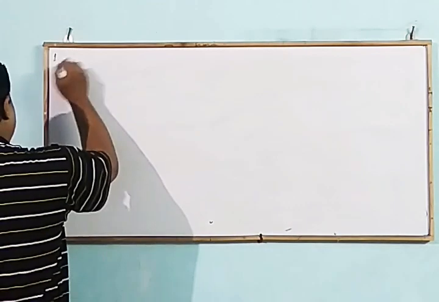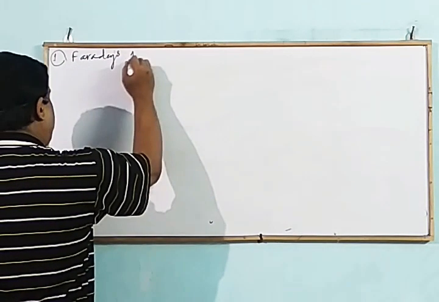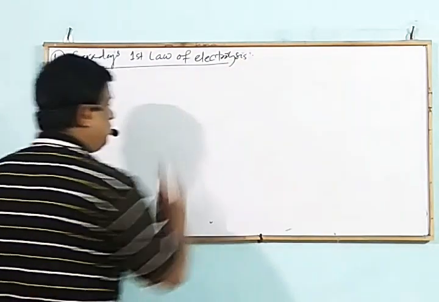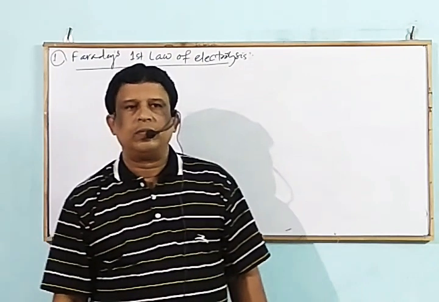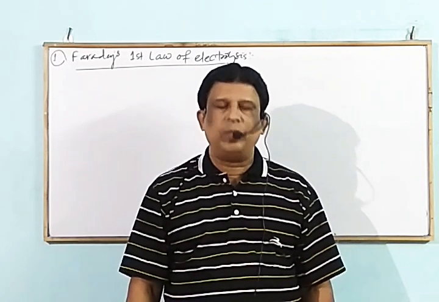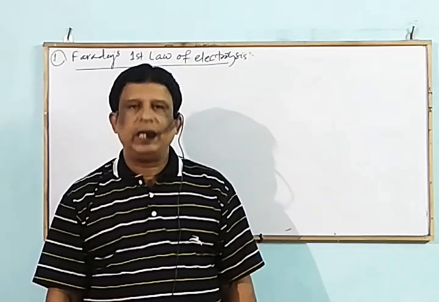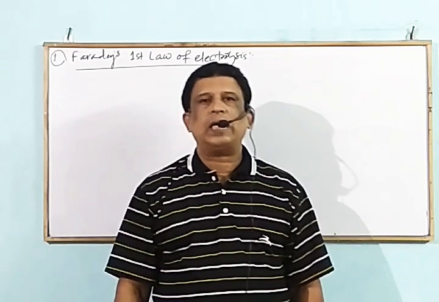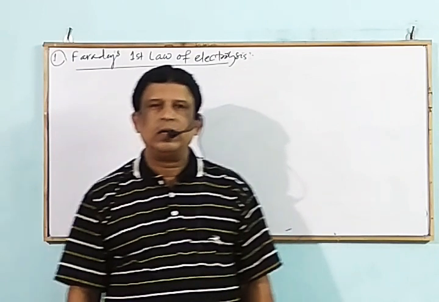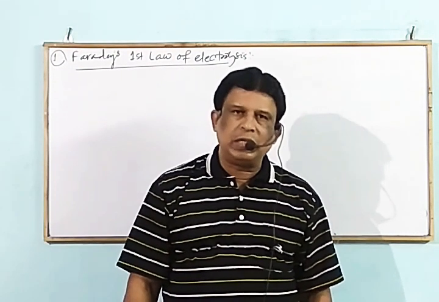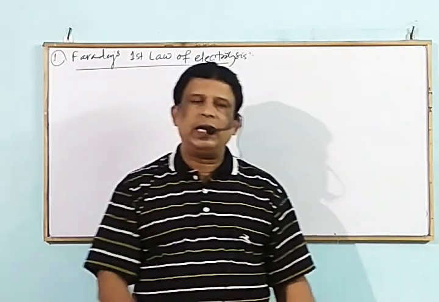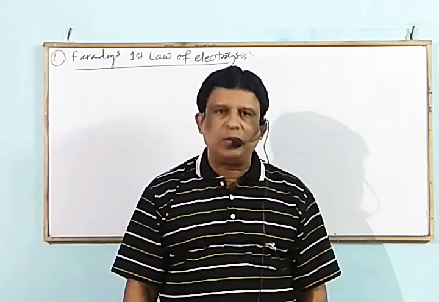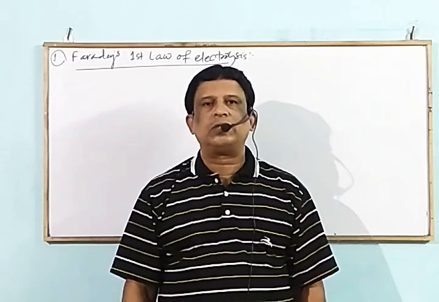First we discuss Faraday's first law of electrolysis. This law states that the mass of the substance deposited or liberated at their respective electrode during electrolysis is directly proportional to the quantity of electricity passed through the electrolyte. I repeat again. If it is solid, deposited; if it is gaseous, liberated at their respective electrodes during electrolysis, it is directly proportional to the quantity of electricity passed through the electrolyte.